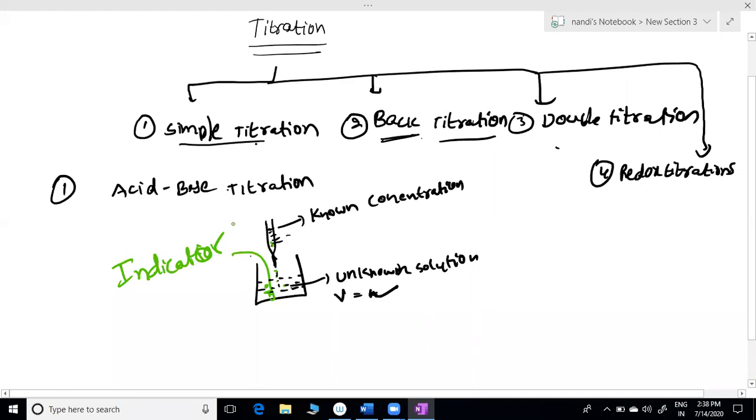To identify the end of the reaction, whether the reaction is completed or not. That we are going to identify by using an indicator. Indicator can show color. Whenever the reaction is completed, it can change color. Based on that color change, we can identify the reaction is completed. Understood?